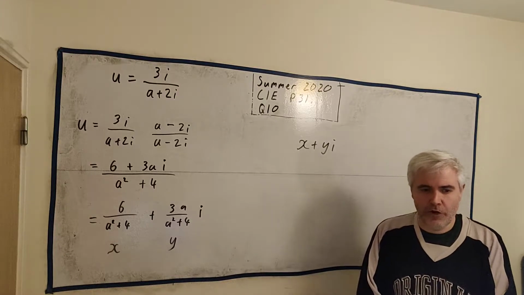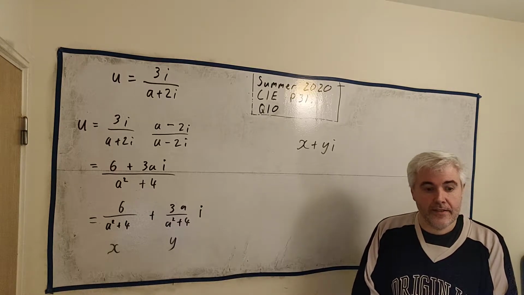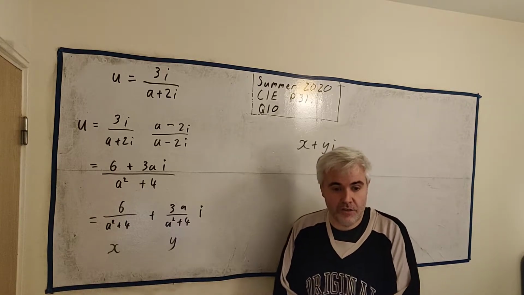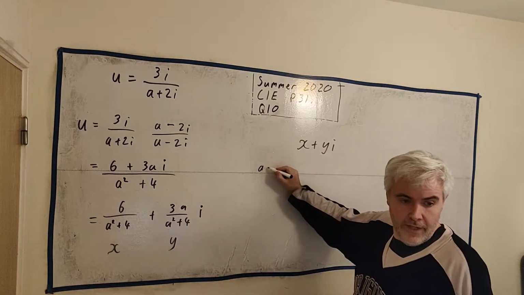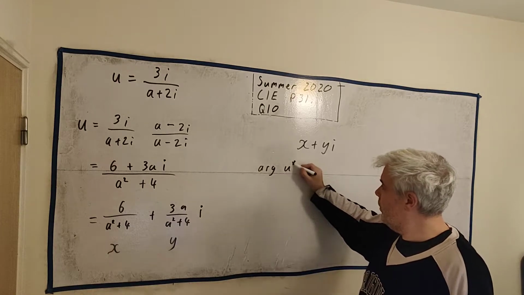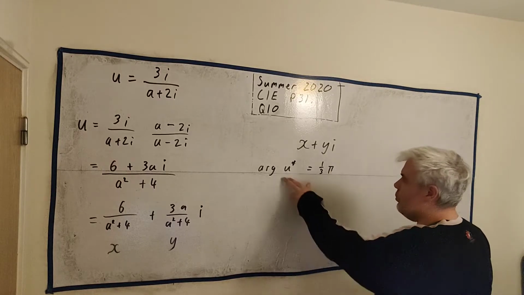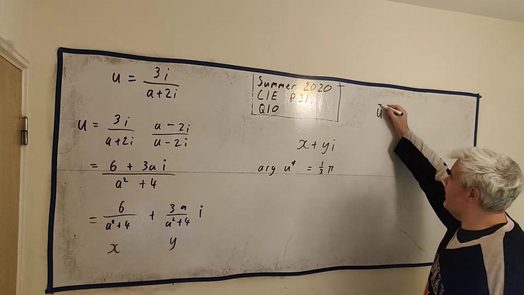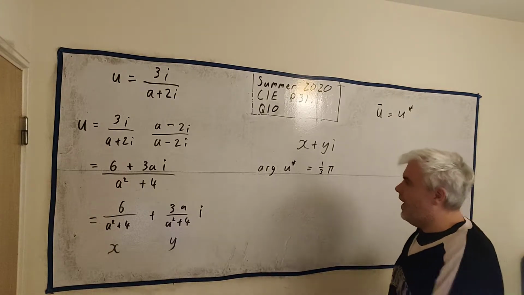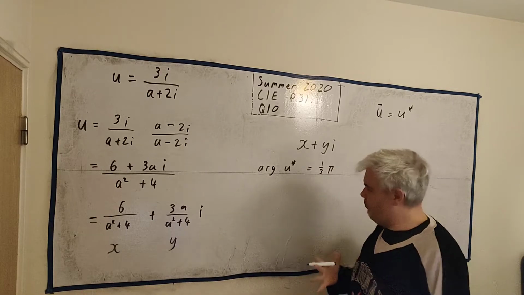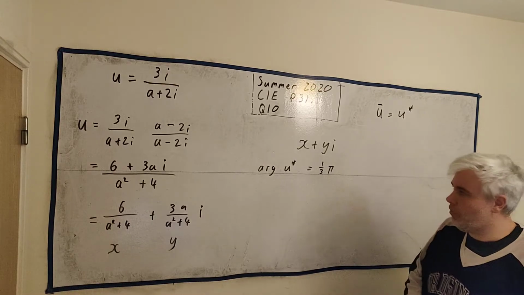Find the exact value for a for which the argument of the complex conjugate of u is equal to pi over 3. Let me write that down here. The argument of u conjugate is equal to 1 over 3 pi. All right, u conjugate, some people will see that as u star, that's just the same, different conventions. And the argument, I think I've seen that written as something else. Can't remember right now.